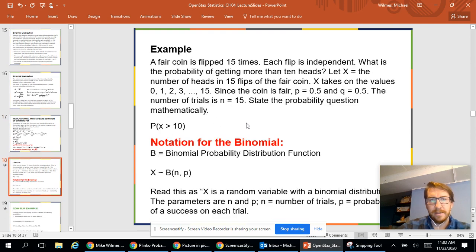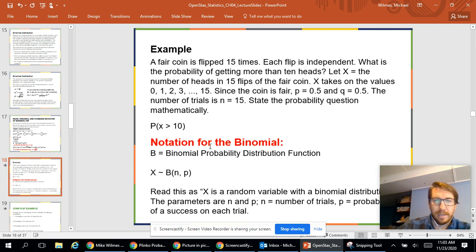All right, so let's look at another example. A fair coin is flipped 15 times. Each flip is independent. What's the probability of getting more than 10 heads? And so let x be the number of heads in 15 flips of the fair coin. And so we know we have a 50% chance of success, 50% chance of failure, and 15 trials. So we want to calculate the probability of x bigger than 10.